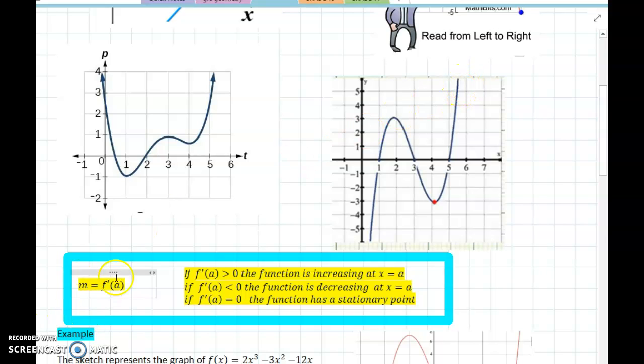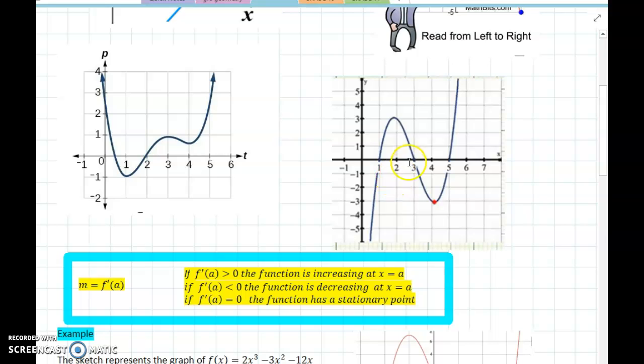So if I were to summarize, how does this connect with the derivative? The gradient is the derivative of the curve at a particular point. If the gradient is positive, let's say at x equal to 5, the gradient of the tangent would be positive, then the function is increasing at that point, x equal to 5. Similarly, if the gradient of a tangent is negative, then the function is decreasing at that point.